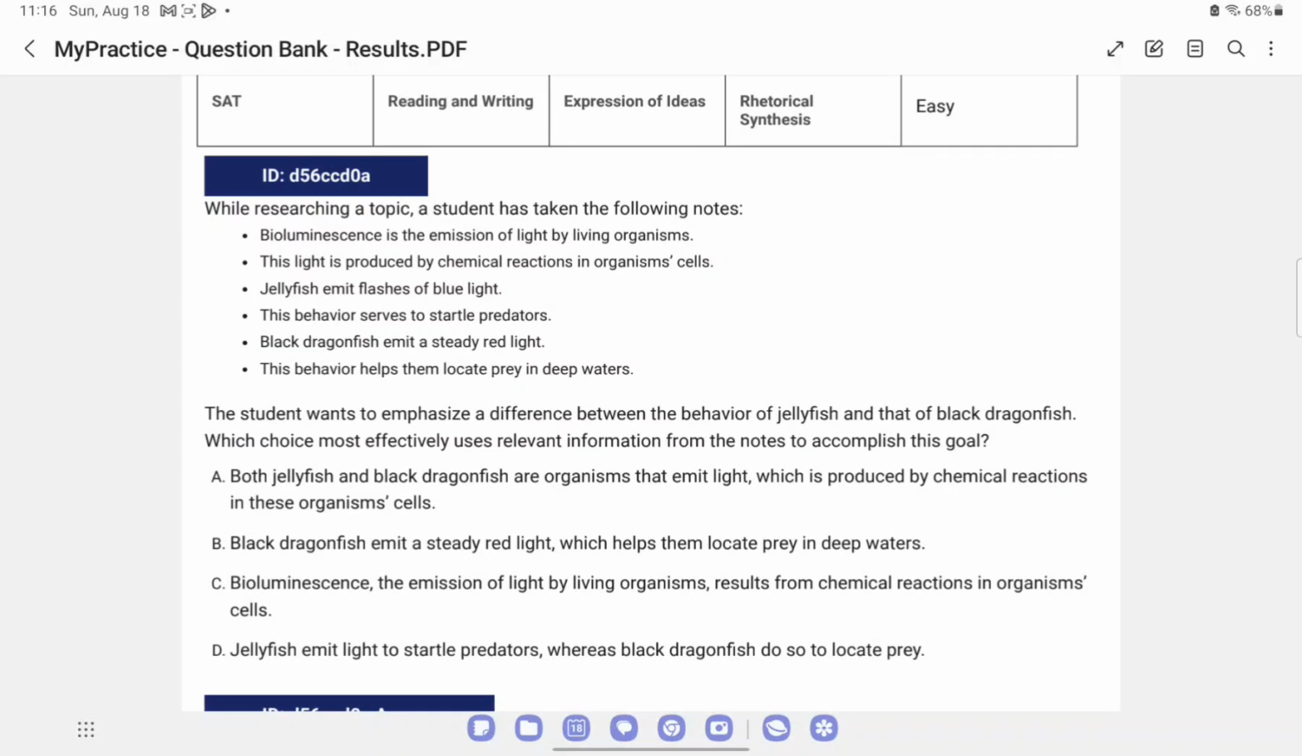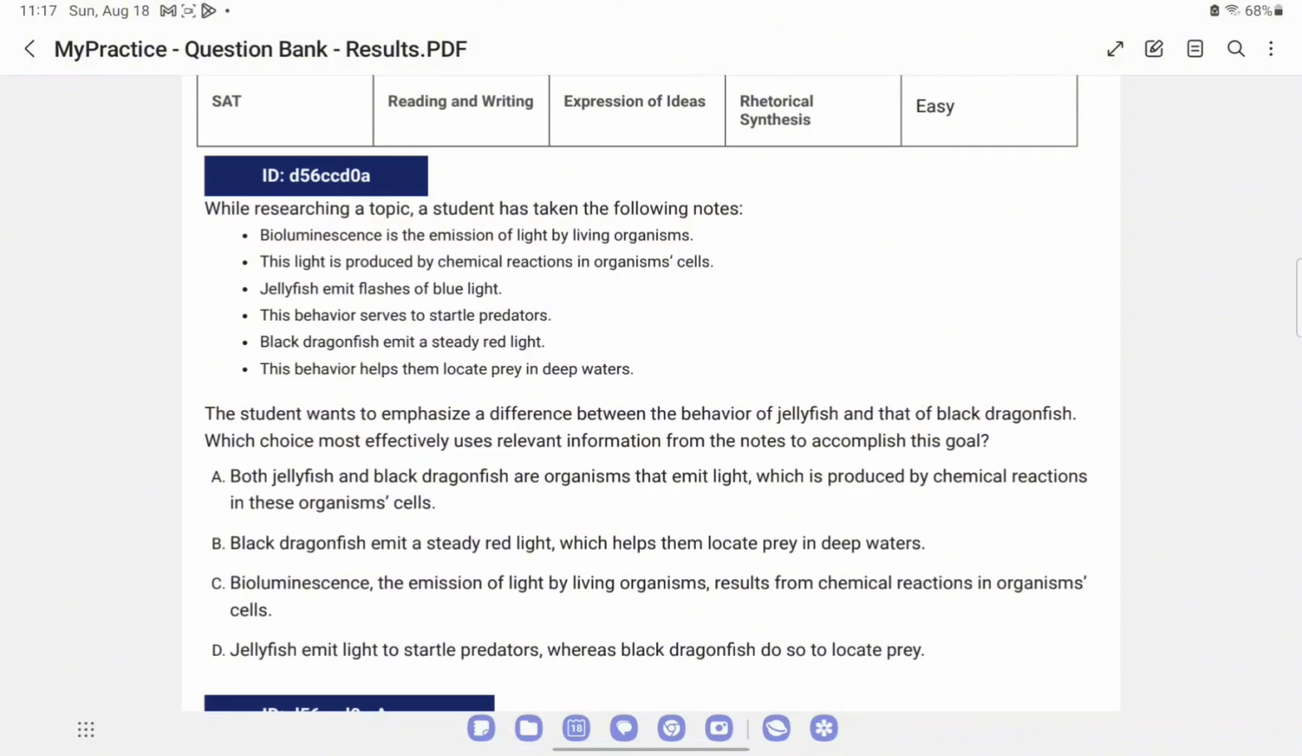B, black dragonfish. Okay, so that's just about one of them. As you can see, if you just skim the rest of the sentence, it doesn't mention the other one. We're trying to emphasize the difference between two different types of sea animals. So we need to mention both of them. It can't just be about black dragonfish. It can't just be about jellyfish.